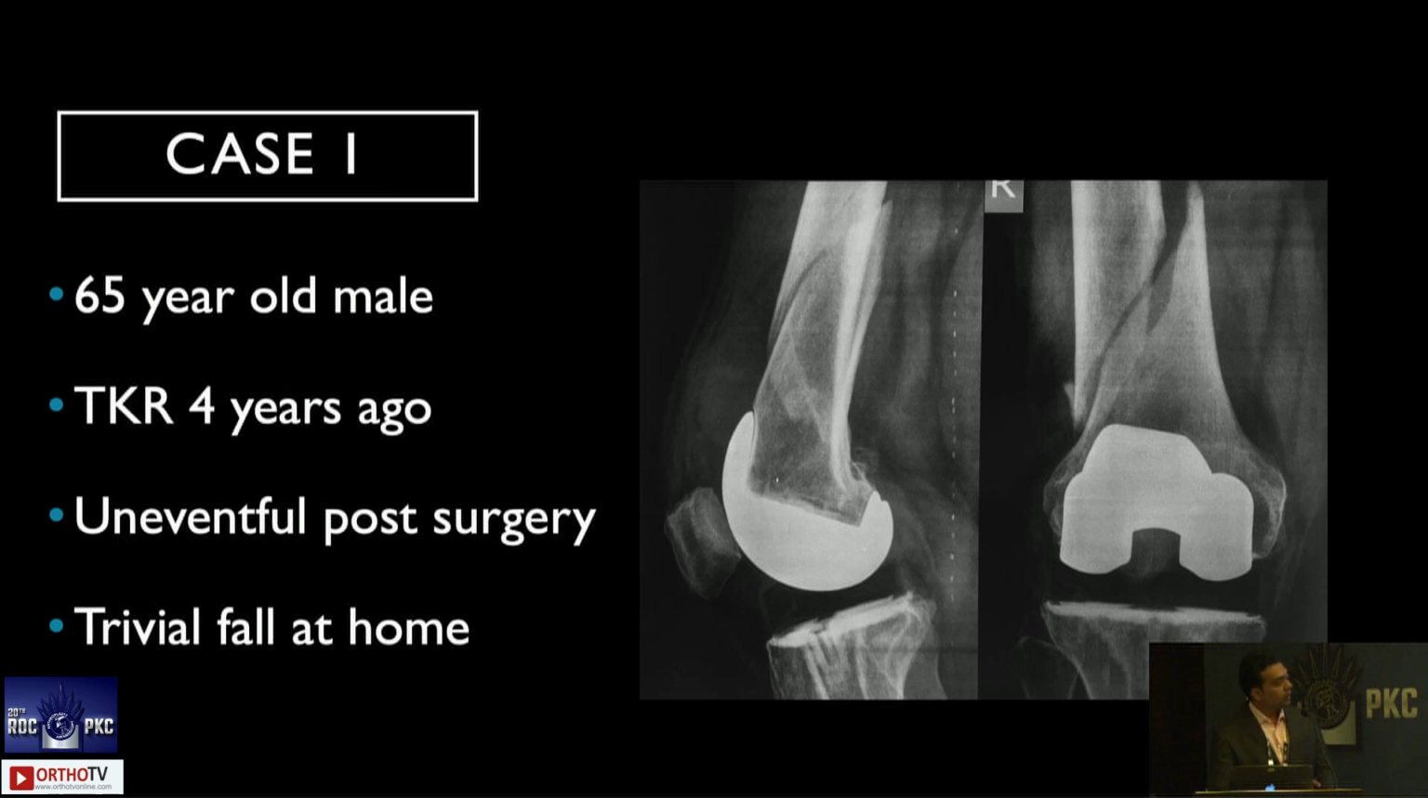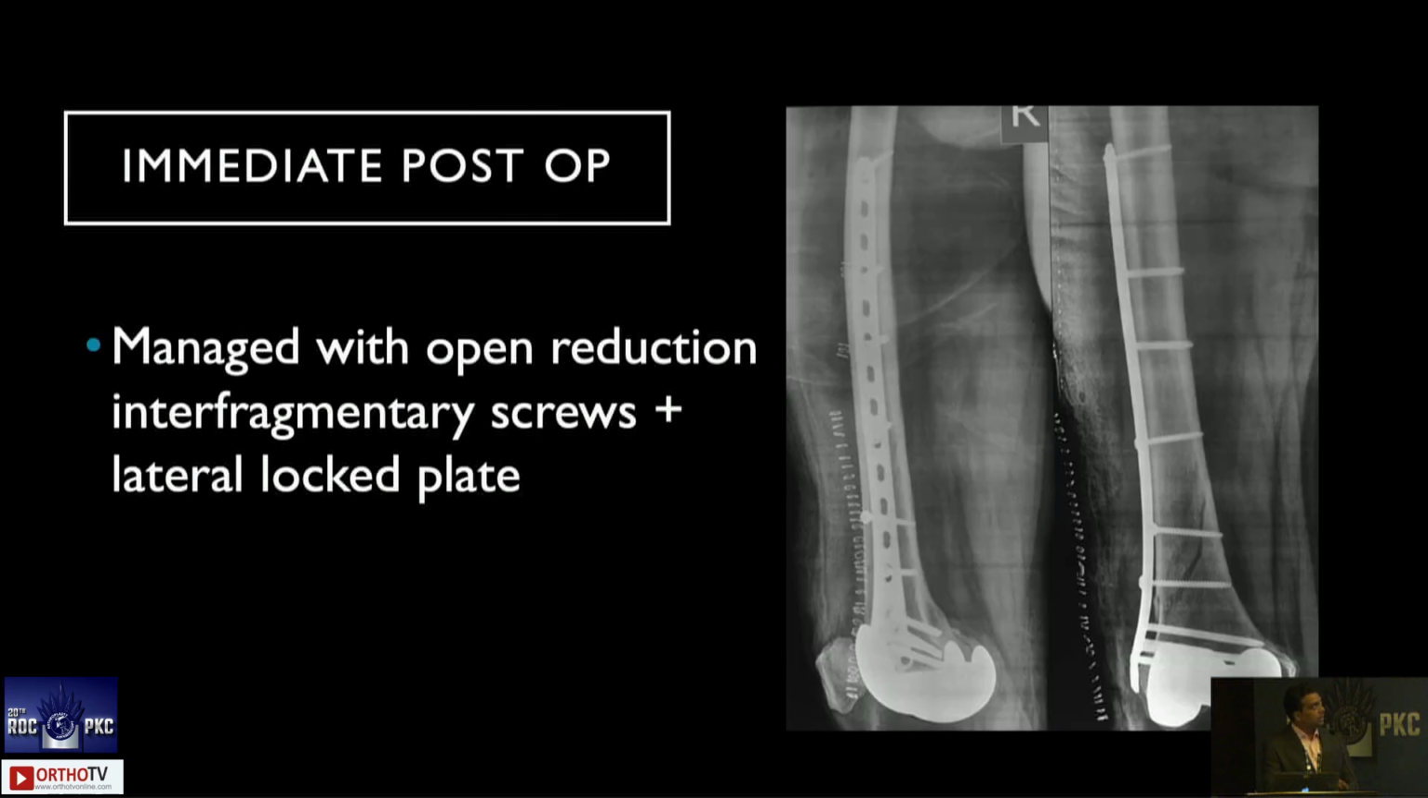So this is case 1. It is a 65-year-old male with a TKR done 4 years ago, a stable prosthesis, who landed up with a trivial trauma. So the mode of trauma also gives us an indication of what type of fracture we get. Just a trivial twisting injury, we get a short oblique to a spiral fracture, and usually it is proximal to the prosthesis, and the prosthesis remains stable. The patient's recovery was uneventful post-surgery. So this is an immediate post-operative X-ray of the same patient.